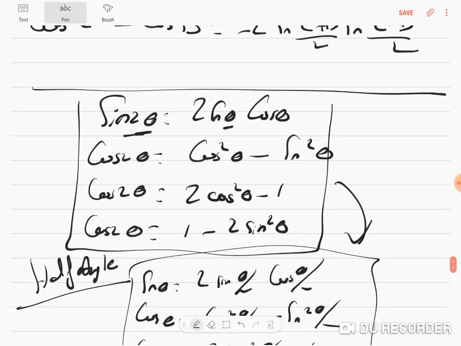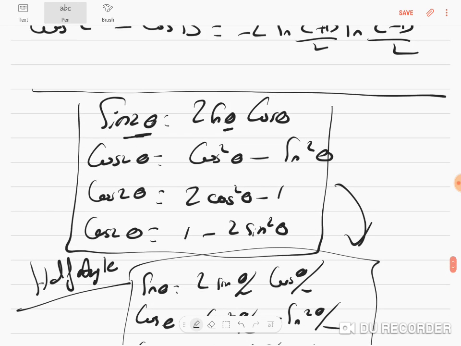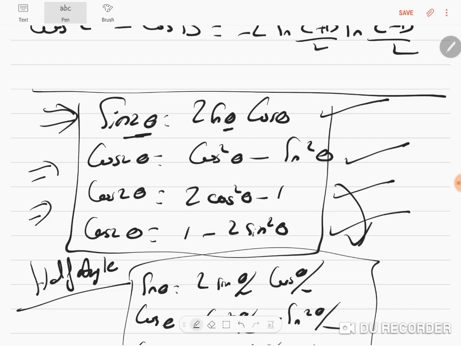See, I was writing A's and B's, then I started writing theta. Now, I can also write x. For example, sin 2x is 2 sin x cos x. Cos 2x is cos square x minus sin square x. Cos 2x is 2 cos square x minus 1. Cos 2x is also 1 minus 2 sin square x. So, I can have any kind of variable there, it is not a problem. You should become familiar, be it A's and B's or theta or x, you should be able to write the answers.